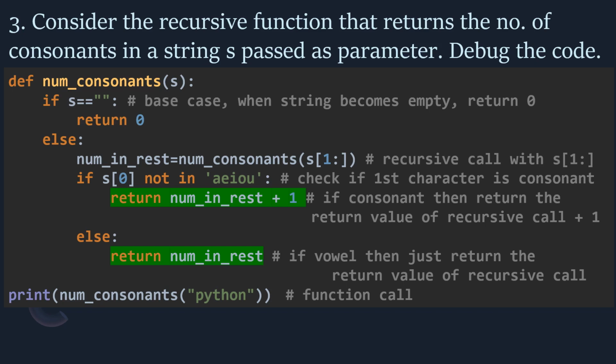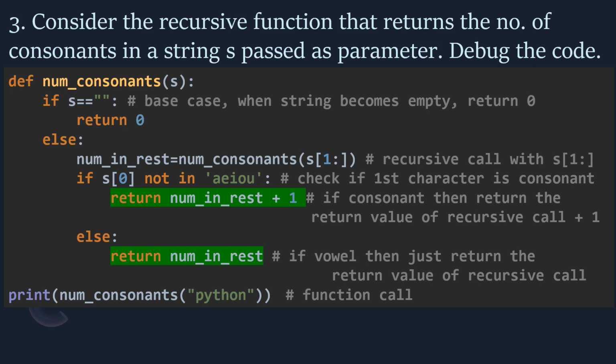That means in this recursive call, your string becomes s[1:]. That means the string value will be excluding the first character. The first character of the string will be excluded and your string becomes from index number 1 till the end of the string. And that function is called and the returned value is stored in a variable num_in_rest. Now, if s[0], that means the first character of the string, is not in A, I, O, U, that means that is a consonant. That is not a vowel, that means that is a consonant.